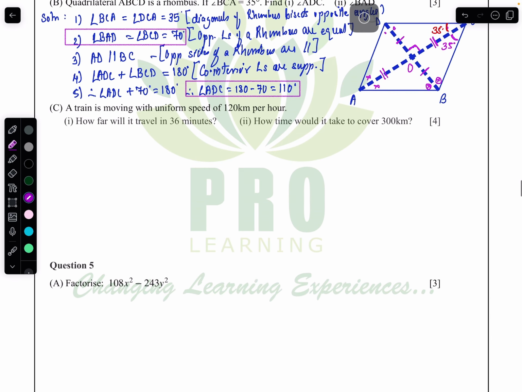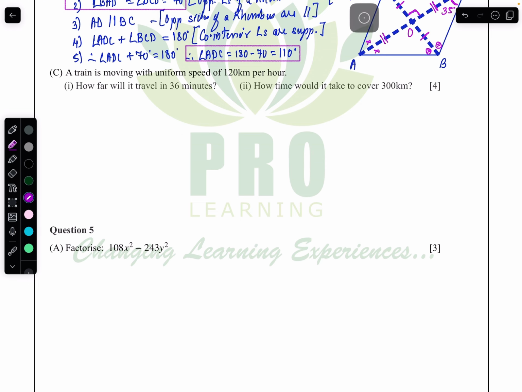A train is moving with uniform speed 120 km per hour. How far will it travel in 36 minutes? So this is technically a unitary method which is directly proportional, because it is asking us uniform. A train is moving with uniform speed 120 kilometers per hour. Because the speed is given, we are expressing this as distance and time. So distance is 120 kilometers, and the time taken is 1 hour.